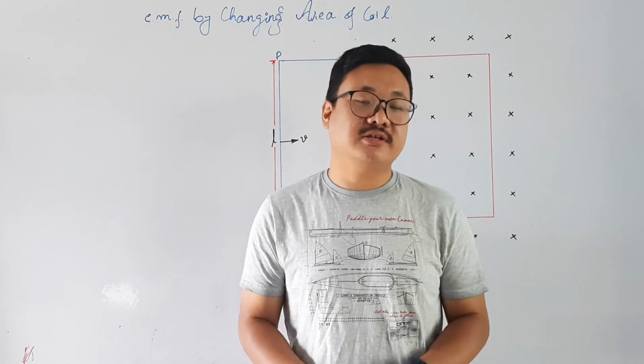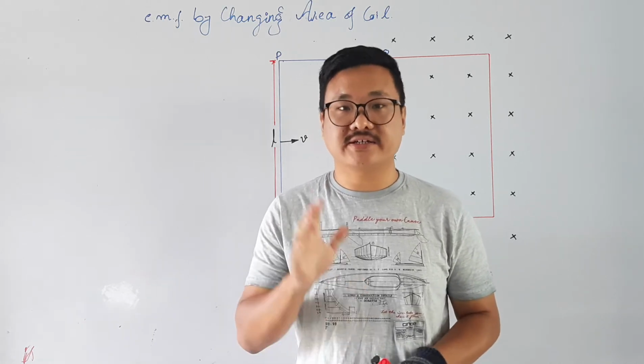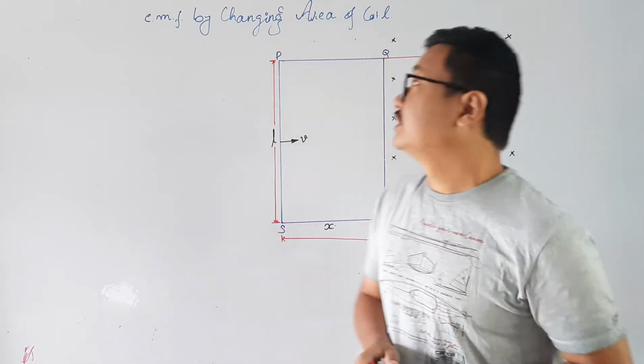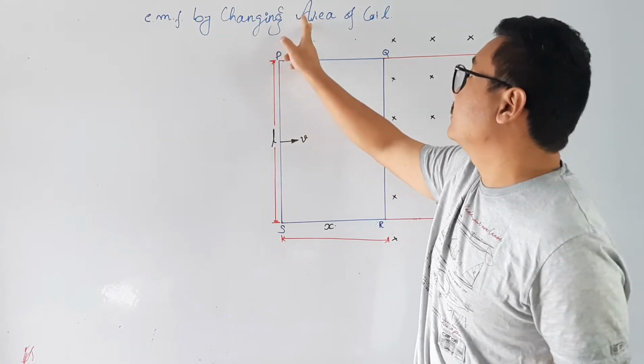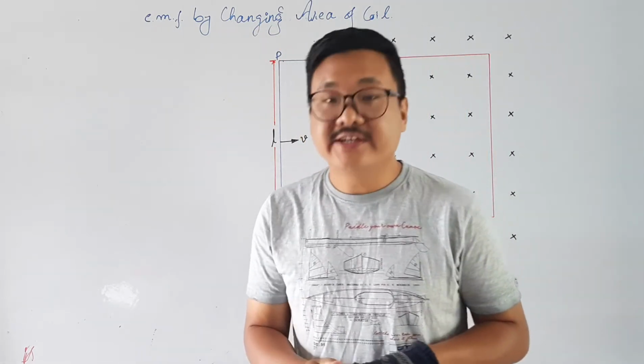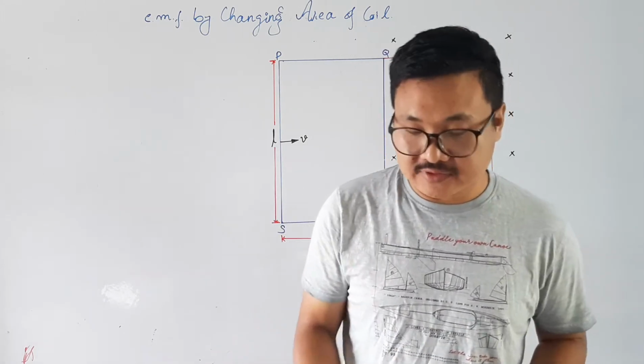So far, we have seen that EMF can be induced by changing the magnetic flux. Now, in this topic, we are going to study the EMF by changing the area of a coil. So, let us see how we can induce the EMF by changing the area of a coil.